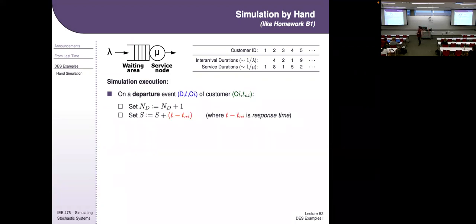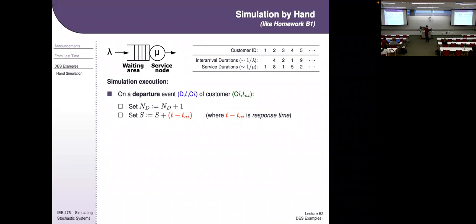All right, so what do we do in a departure event? So if we hit the departure event, then we say, well, one customer's departed, so we're going to update this cumulative statistic, adding 1 to it. And then we need to update this cumulative response time. And we just add to the existing cumulative response time the current time minus the arrival time of that customer, which we know because it's part of the little customer entity record.